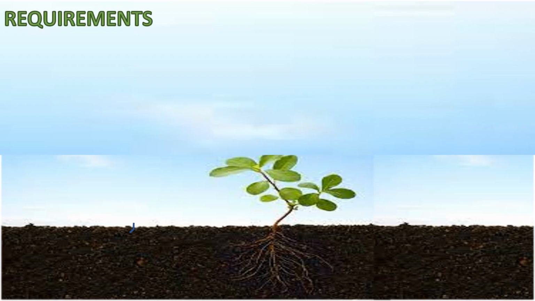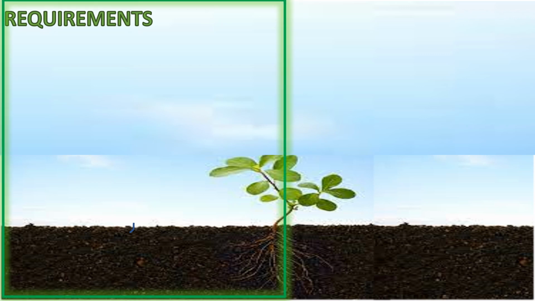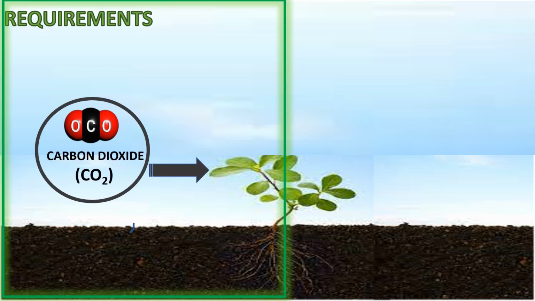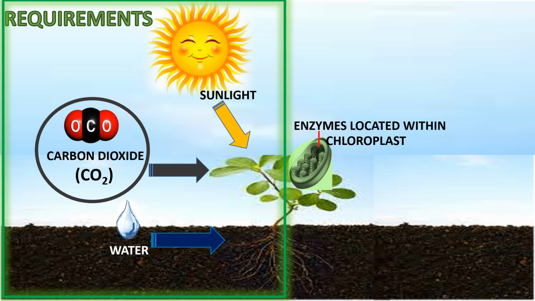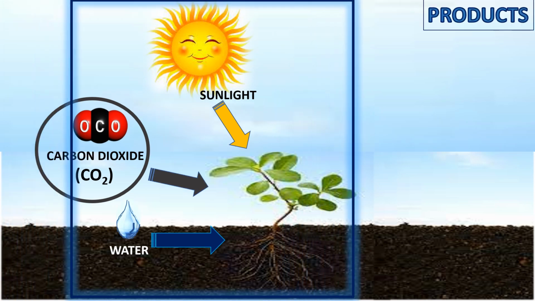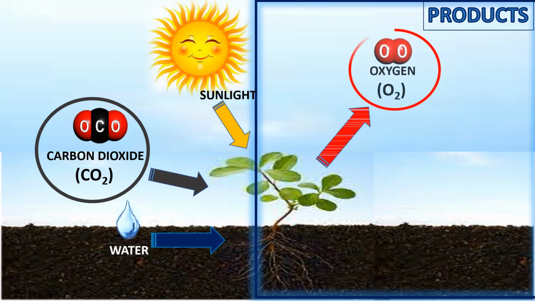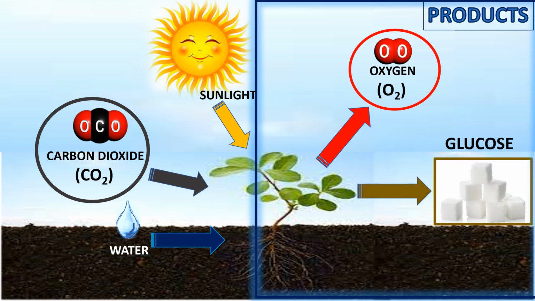There are several requirements for photosynthesis. This includes carbon dioxide, which is absorbed by the leaves. Water is absorbed by the roots. Light energy is absorbed through the leaves. Chloroplast contains the green pigment and enzymes which are located within the chloroplast. Products produced by the plant include oxygen from the leaves, where gas is released back into the atmosphere. Glucose, a carbohydrate, is formed. It is converted and stored as starch in plants or glycogen in animals.